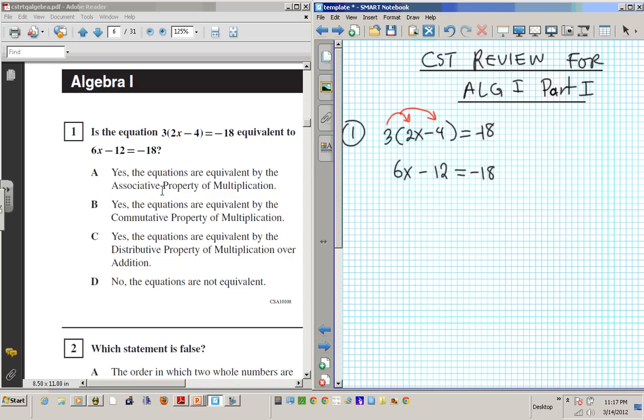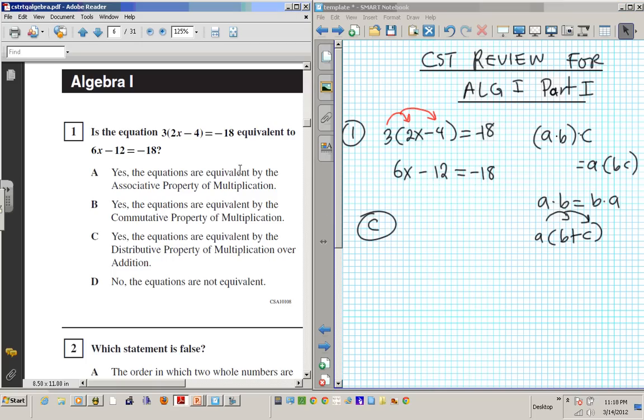So this is associative. Associative is when you have A times B times C equals A times B times C. Associative has to do with including parentheses, grouping. Commutative is basically A times B. When you reverse the order, are they the same? No reversal here. And then distribution is when you have A times B plus C, and then you just distribute to whatever you have on the inside. So in this case, we're distributing here, so our answer is C. Yes, equations are equivalent by the distributive property. So our answer for this one is C.